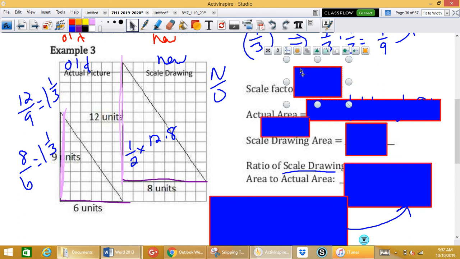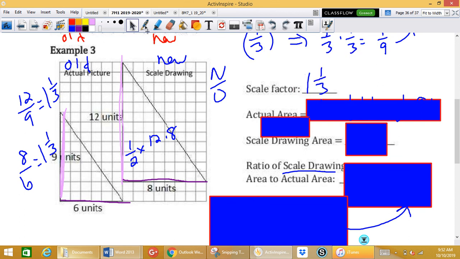So our scale factor is 1 1/3, or to work with it just a little bit easier, remember you multiply the denominator by the whole number and add the numerator, so that's 3 times 1 plus 1, which is 4. So 1 1/3 is also 4/3, and that's a little bit easier to work with.